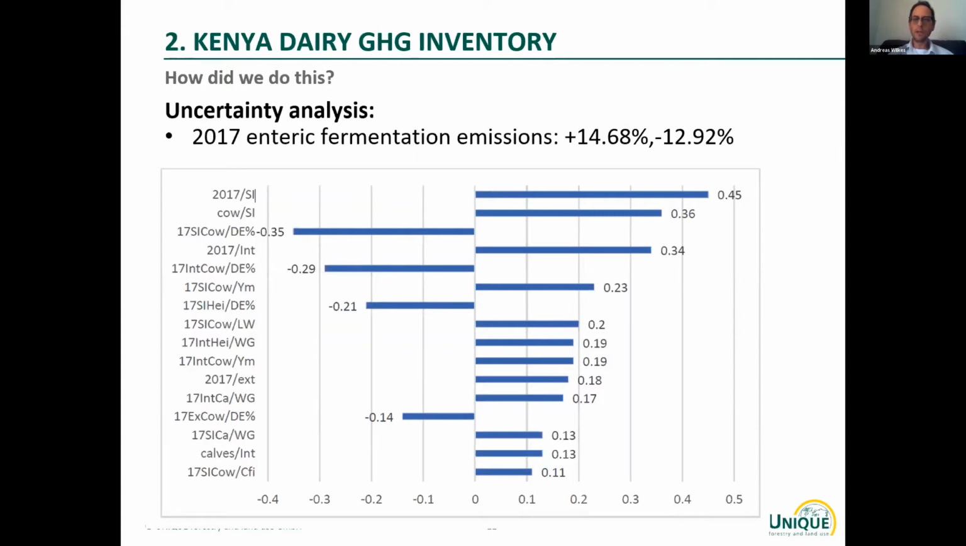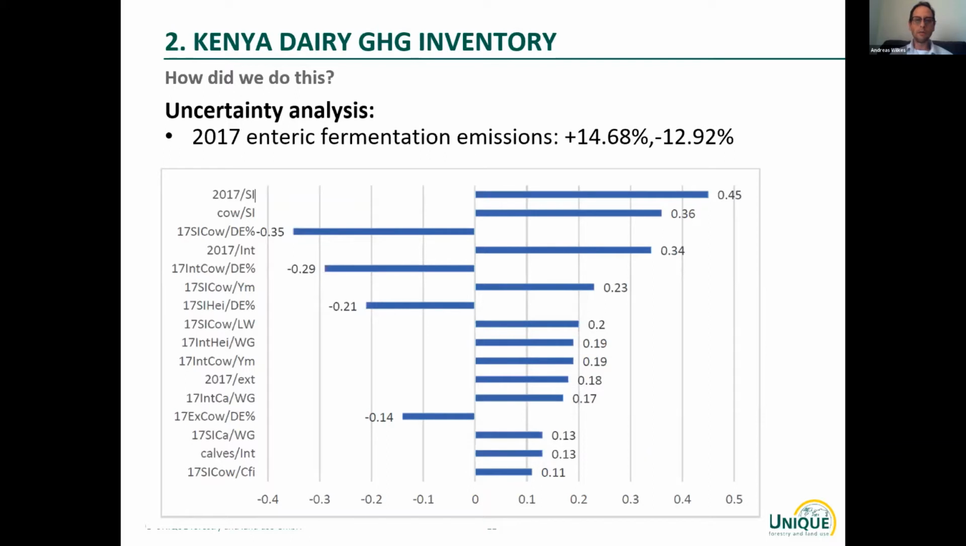So from this, you can see, for example, that the factors that have the biggest impact on uncertainty are in fact activity data. So the proportion of cows in the semi-intensive system, then the proportion of animals and the proportion of cows in the semi-intensive system, and then going down to item number 4, the proportion of animals in the intensive system.